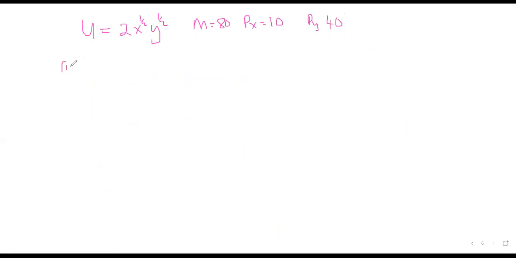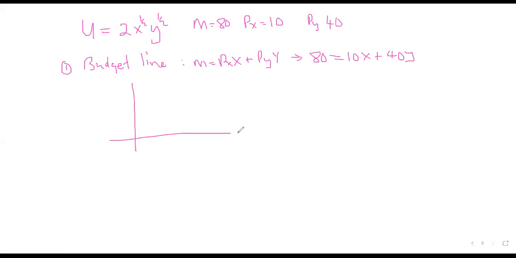So number one, write down the optimization problem or the budget line. Who wants to help on the budget line? This is easy. Budget line is given by what? M is equal to PxX plus PyY. So here we're going to have what? 80 is equal to 10x plus what? 40Y. 40Y.